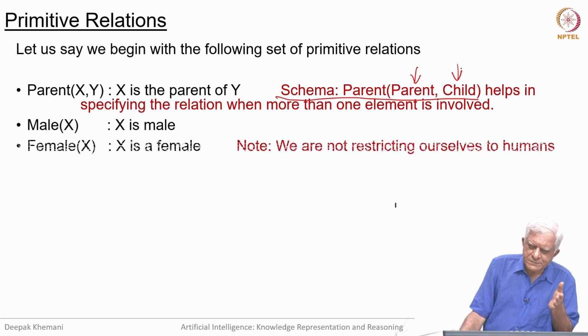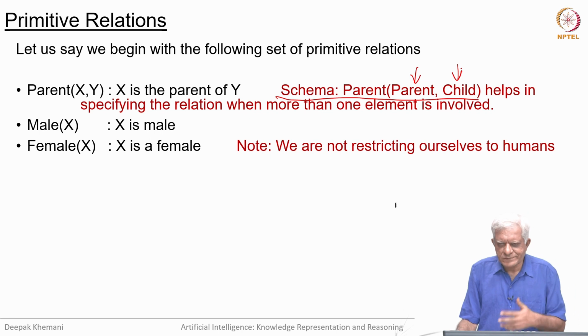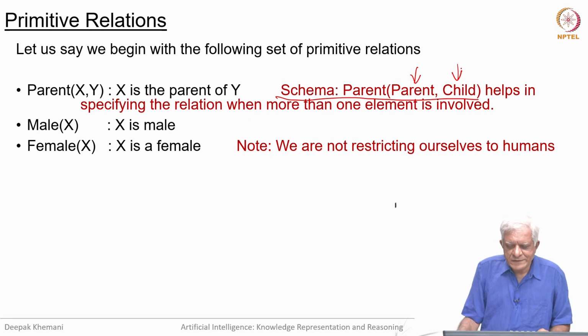The other primitives that we need is gender information. So, we have two predicates here: male x, which says x is a male, and female x, which says that x is a female. If there are only two genders, we could even do away with one and have a rule somewhere that if you are not a male then you must be a female, but that is becoming a little bit too compact, if you want to say that.